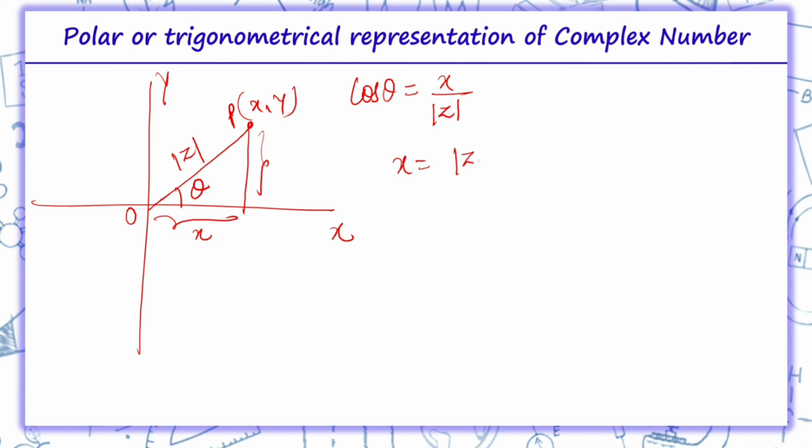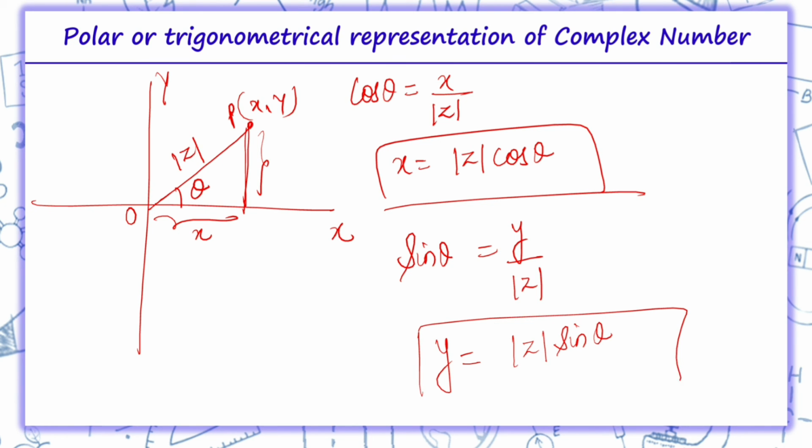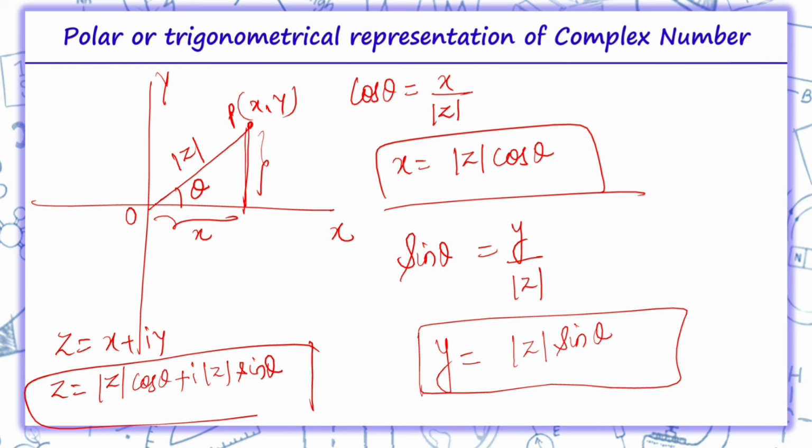Thus the value of x will be mod of z into cos theta. Similarly sin theta is perpendicular upon hypotenuse, which will be y by mod of z. So the value of y will be mod of z into sin theta. When we write these values in terms of trigonometrical forms, that form is known as polar form. Thus we know z is equal to x plus iy. Now substituting these values, in place of x we will write mod of z cos theta plus i into mod of z sin theta. So this representation is known as polar form.